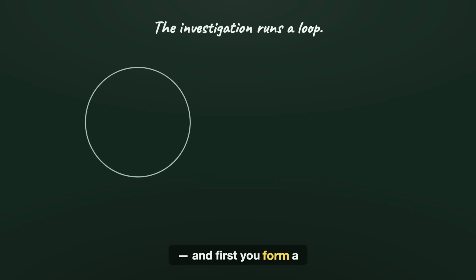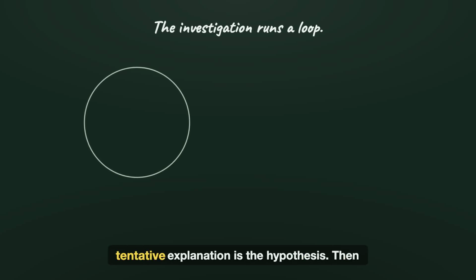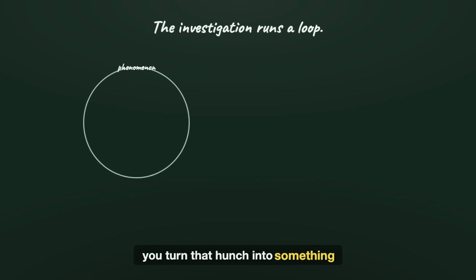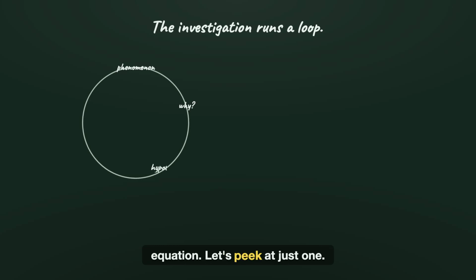And first, you form a hypothesis. Why? Maybe people crank the heat so homes get warm? That tentative explanation is the hypothesis. Then you turn that hunch into something testable. That's a model. Economists usually build it as a single equation. Let's peek at just one.